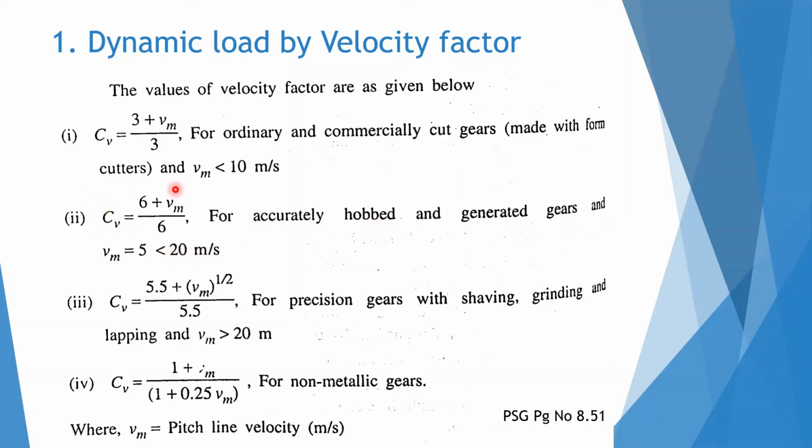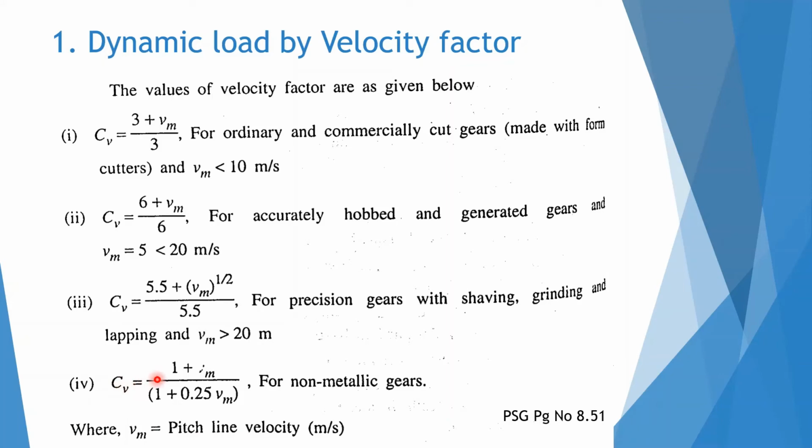For the velocity factor, this equation is used: Cv is equal to (5.5 + √Vm) / 5.5, and this is used for precise gears with shaving, grinding, and lapping, when the pitch line velocity is greater than 20 meters per second.